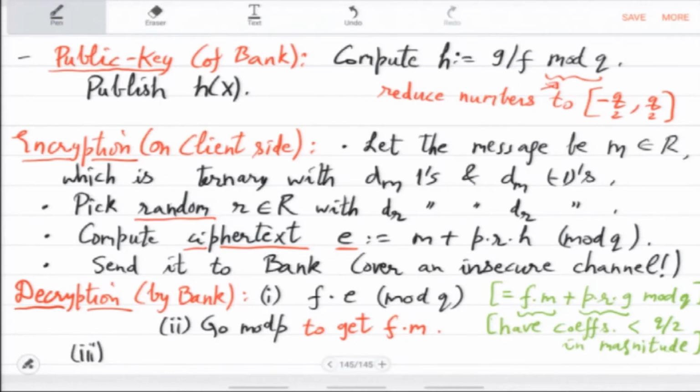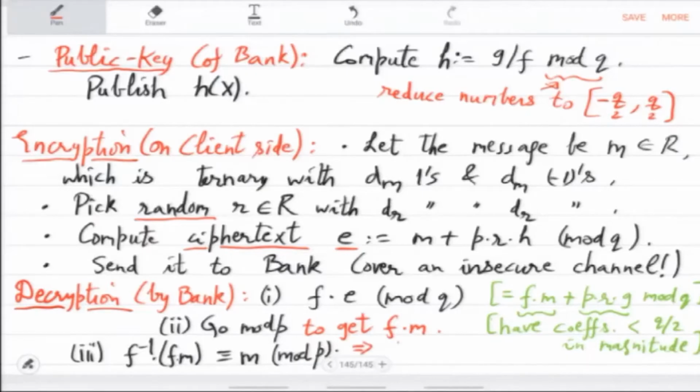Once the bank has f times m, what will the bank do? The bank should compute f inverse times f times m mod p, which will be m mod p. Now remember that m was ternary, so m had coefficients 0 or plus minus 1, and p is at least 3, so you will exactly get m back. So no information is lost, and the bank will get m.